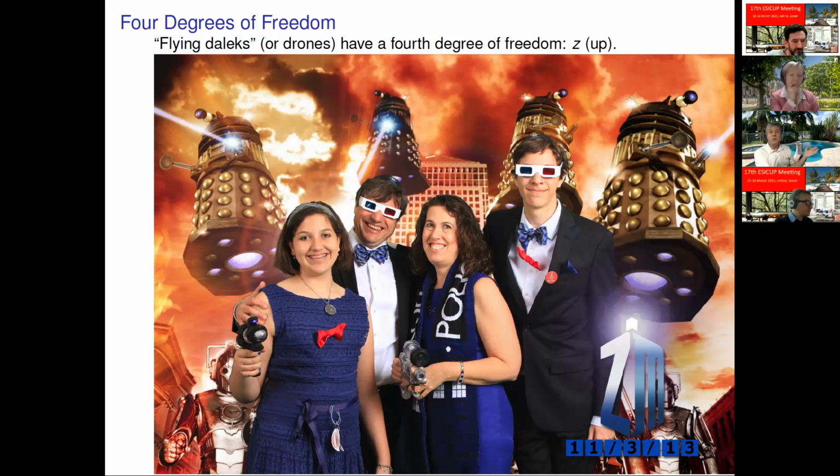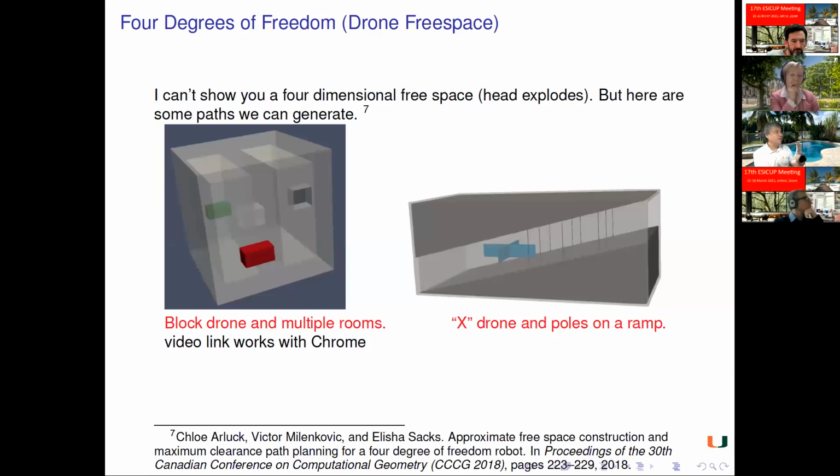So like a drone, a typical drone has to hold up using helicopter blades, so it has to remain upright. So it has the freedom of X, Y, Z, or it can rotate around its Z axis. So that's 4 degrees of freedom. I can't show you the 4-dimensional free space because we can't see in 4 dimensions, but I can show you some paths that we can generate.